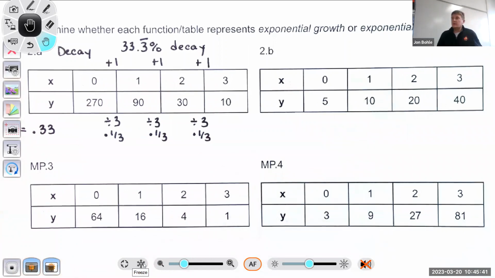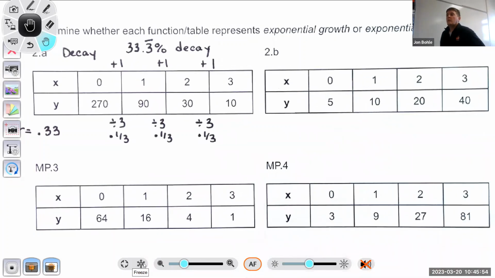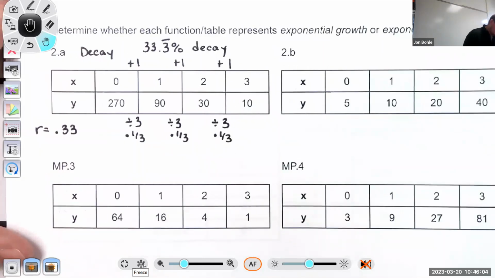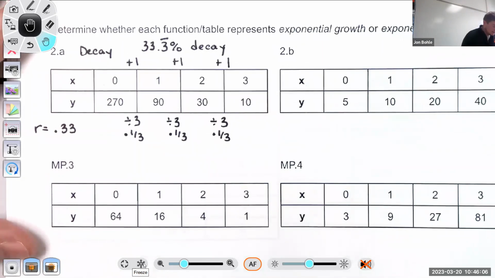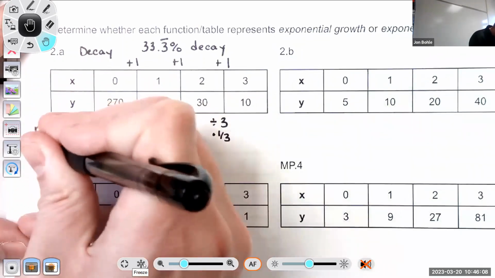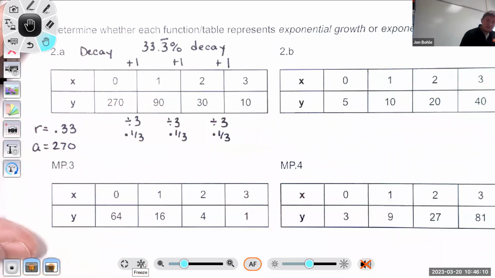Okay. So then what's the A value? What's the starting amount? What X value is kind of the starting value typically? 0. Okay. And what Y value do we start at 0? So what do we think the A value is? 270. I have enough information to actually write the equation.